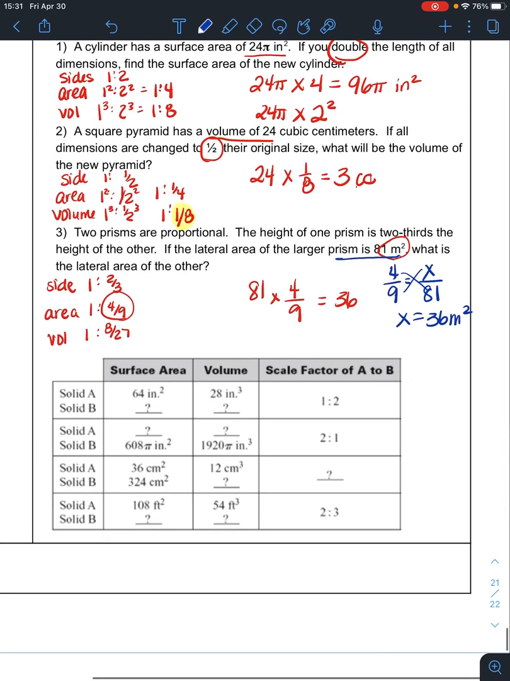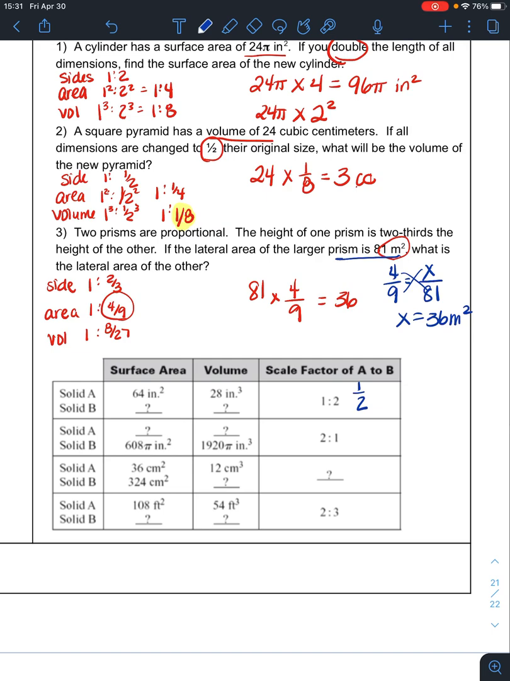Okay, so let's look at these problems. So we have a scale factor of 1 to 2. Remember, you can also look at it like this. Scale factor means that's what happens to my sides, all right? And then we determine what happens to our area or our volume. So if what happens to my sides is 1 to 2, then I want to know what's going to happen to my area.